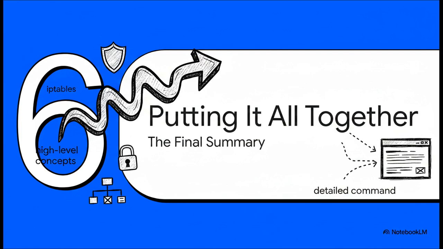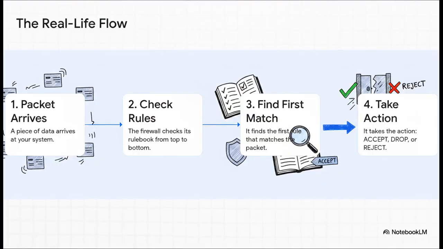All right, we have covered a lot of ground here, from the big picture ideas all the way down to the details of a single command. So let's zoom back out and put it all together one last time. When you boil it all down, the whole process is just these 4 simple steps. 1. A little packet of data arrives at your computer. 2. The firewall opens its rulebook to page 1 and starts reading down the list. 3. It finds the very first rule that matches that packet's details. And 4. It immediately takes whatever action that rule says to take: accept, drop, or reject. That's the whole dance right there.